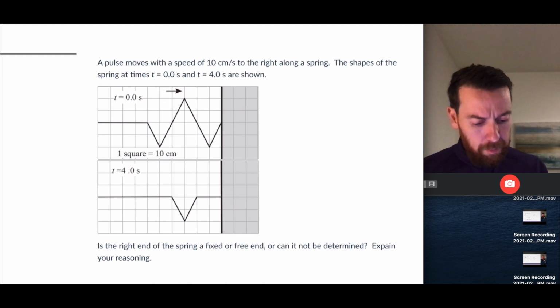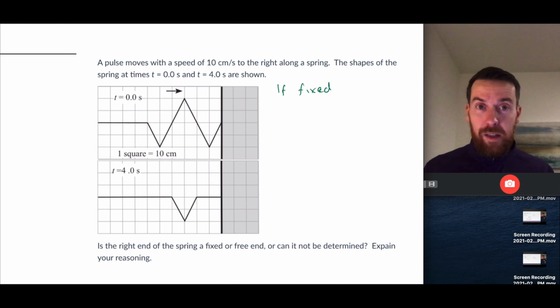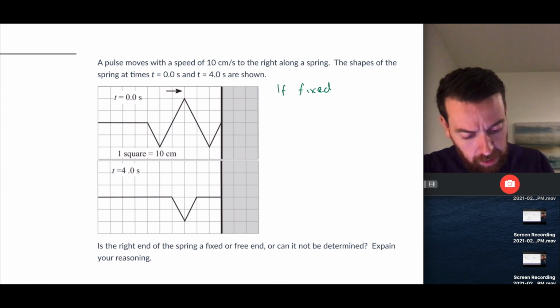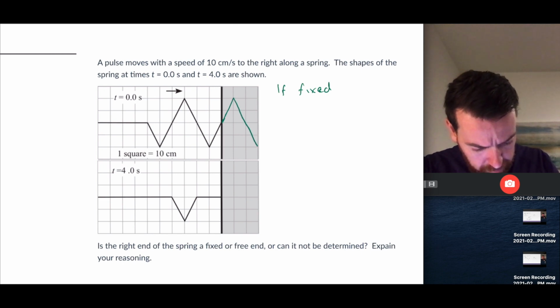so if we think about if it were fixed, what would the phantom pulse look like? Well, in a sense, we have a mirror image through the vertical and another mirror image through the horizontal. So if it was a fixed end, our phantom pulse, I'll just actually draw the full line here, would look like this.